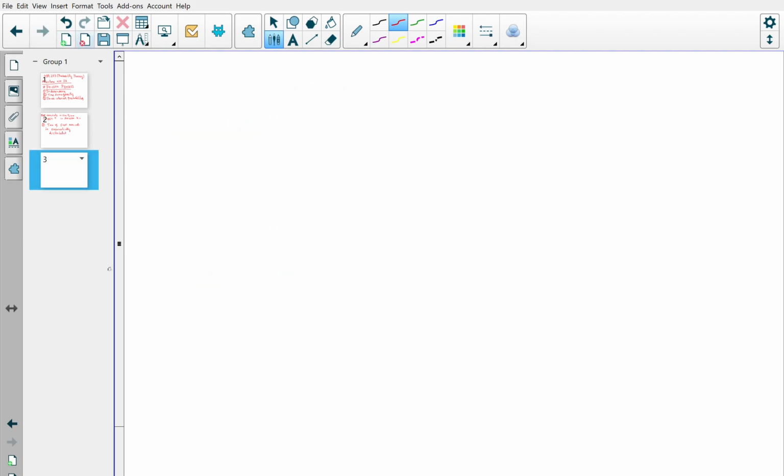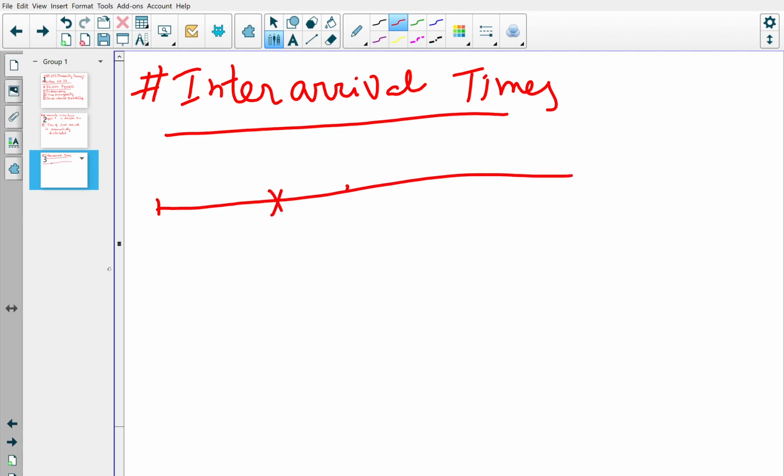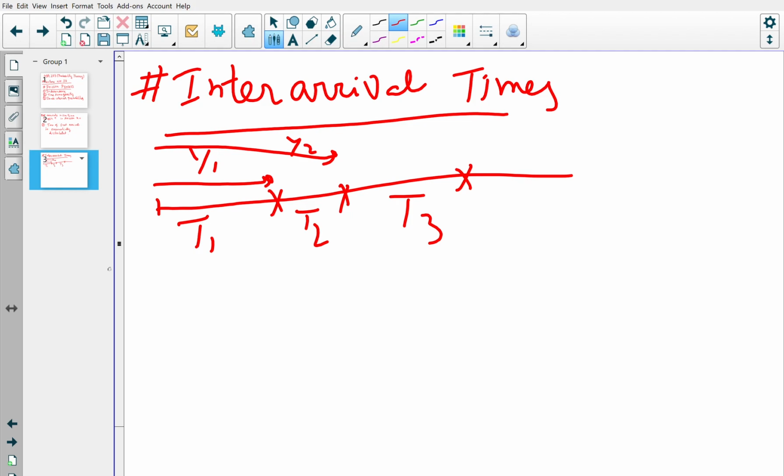Okay, so today we will discuss a few more important random variables. The first one is interarrival times. You recall, similar to the Bernoulli process, in a Poisson process you have an arrival and then another arrival, like that. So this is my T1 and then T2, T3. Similarly, this is my first arrival time, Y1, and then second arrival time Y2, and so on.